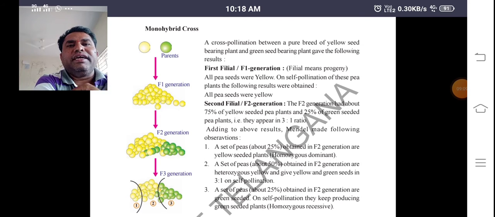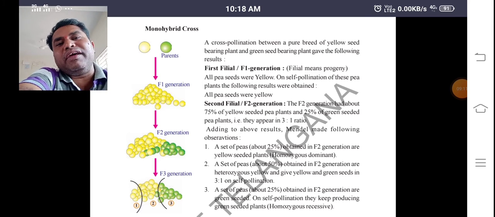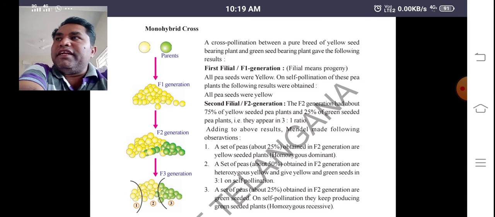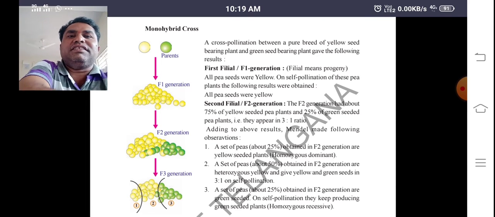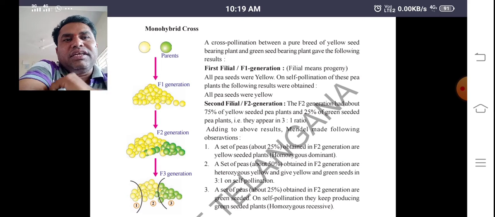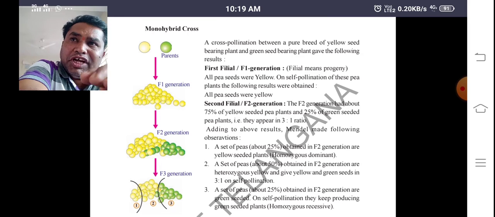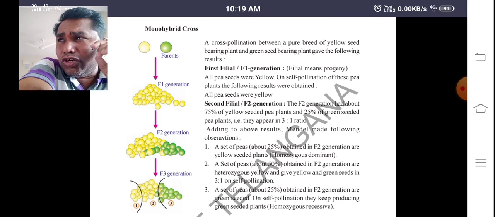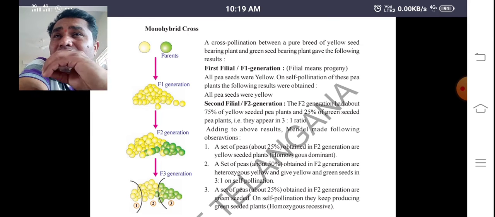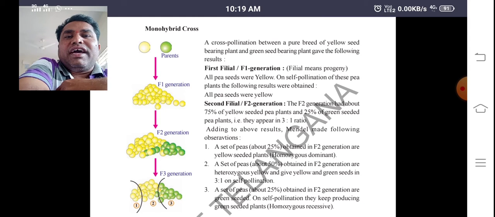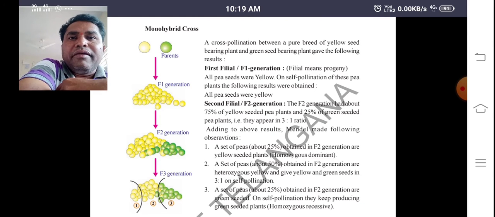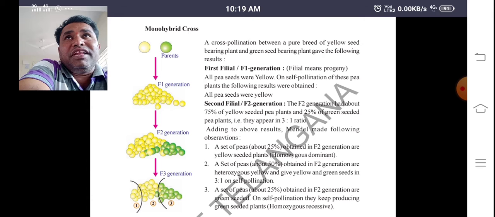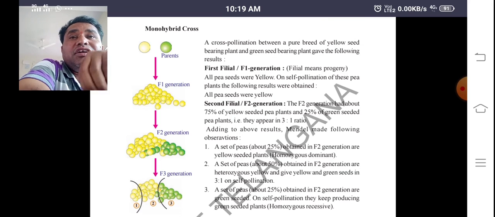So already I said, a monohybrid cross means crossing two plants by taking one single character. Here we already studied which is dominant and which is recessive. Dominant means the organism which expresses the characteristic. The organism whose characteristic will not appear outside is called recessive.